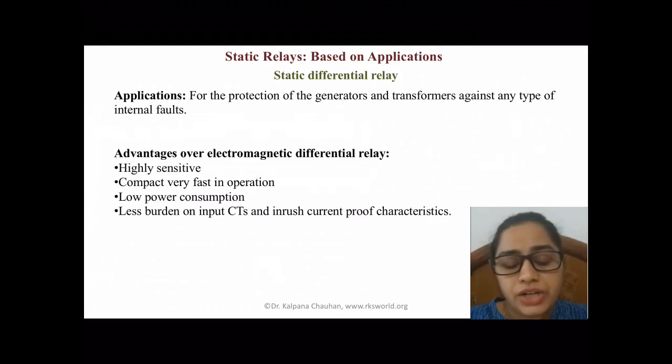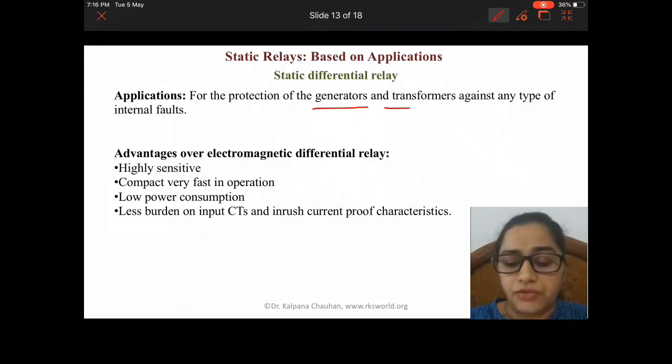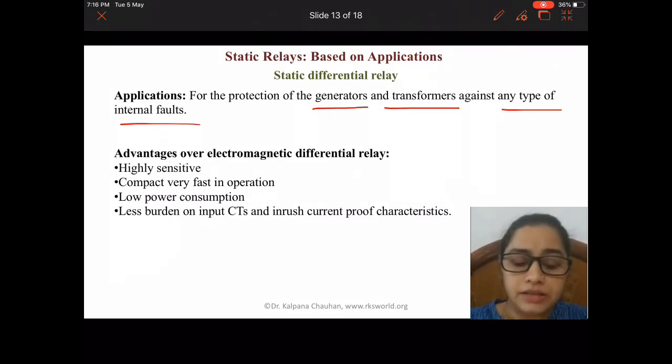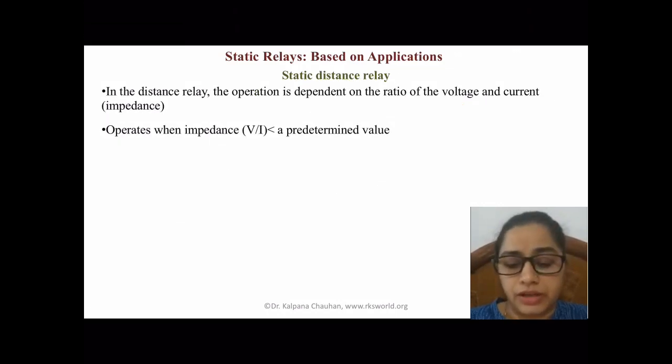We can use the differential relay for the protection of generators and transformers against internal faults only. The static differential relay shows advantages over electromagnetic relays in terms of high sensitivity, compact size due to the use of electronic devices, very fast operation, low power consumption, less burden on input current transformers, and inrush current proof characteristics. So this is all about the static differential relay.